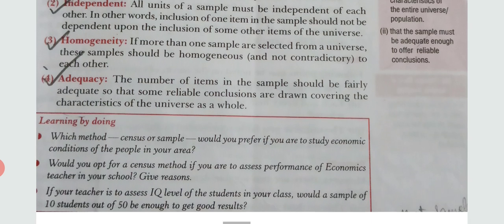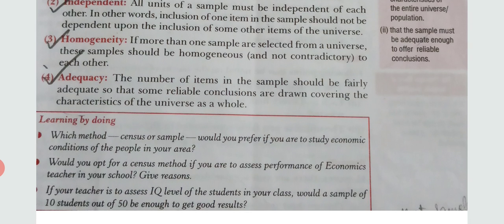Next is learning by doing. These are the 3 questions of learning by doing. Which method, census or sample, would you prefer if you are to study the economic conditions of the people in your area? Next, would you opt for the census method if you are to assess the performance of the economics teacher in your school? Give reasons. Third, if your teacher is to assess the IQ level of the students in your class, would a sample of 10 students out of 50 be enough to get good results? So these are the 3 questions that will be done by the students.